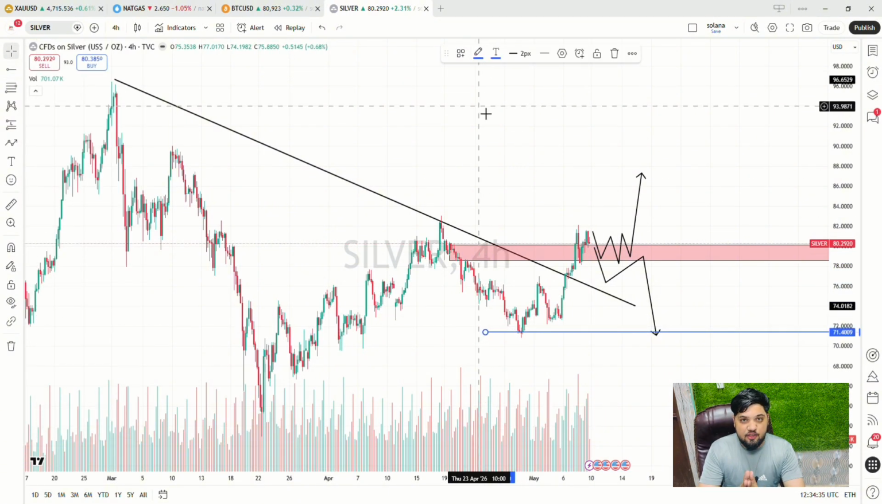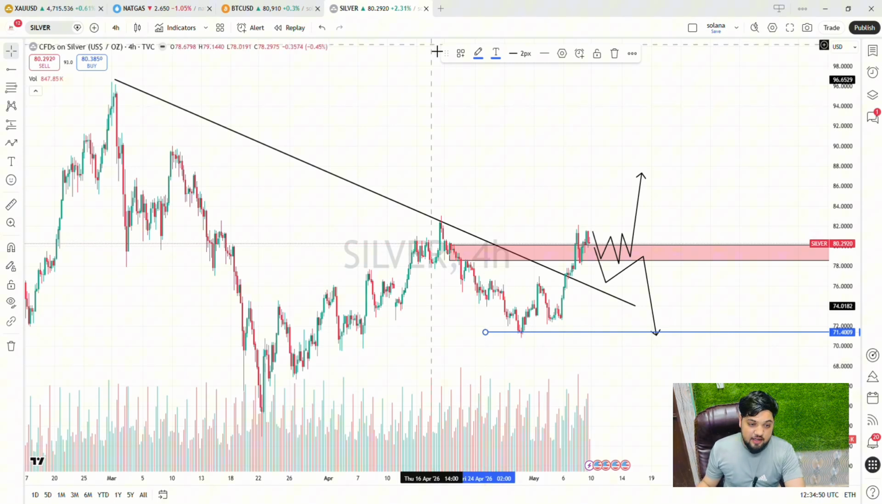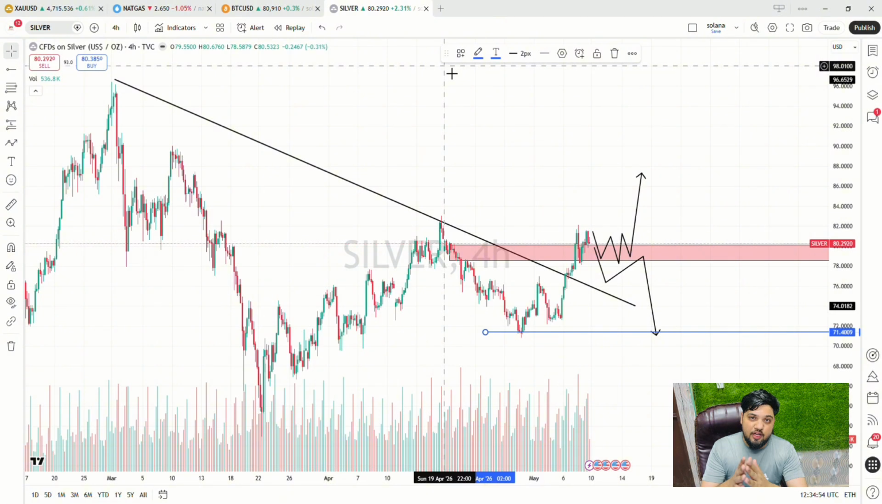But the market of gold and silver will be in the buy direction in the upcoming week, due to strong news and no war around the world. That's why gold and other assets will be in the buying direction. This was all about gold, Bitcoin, natural gas, and silver.